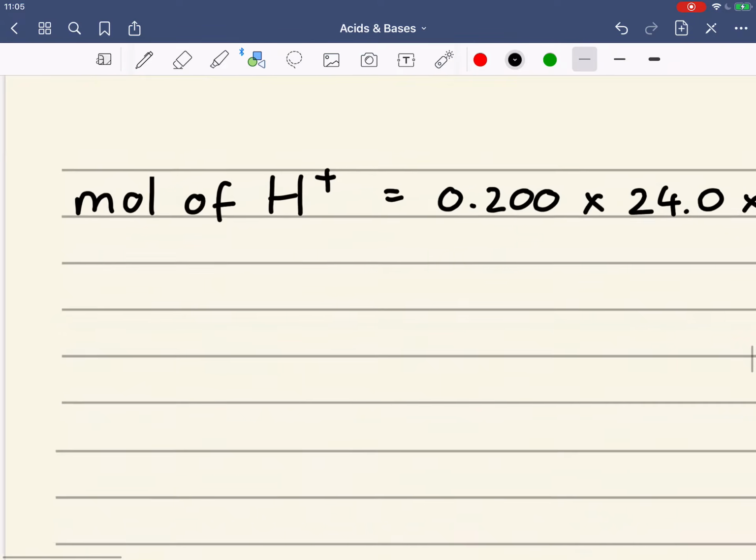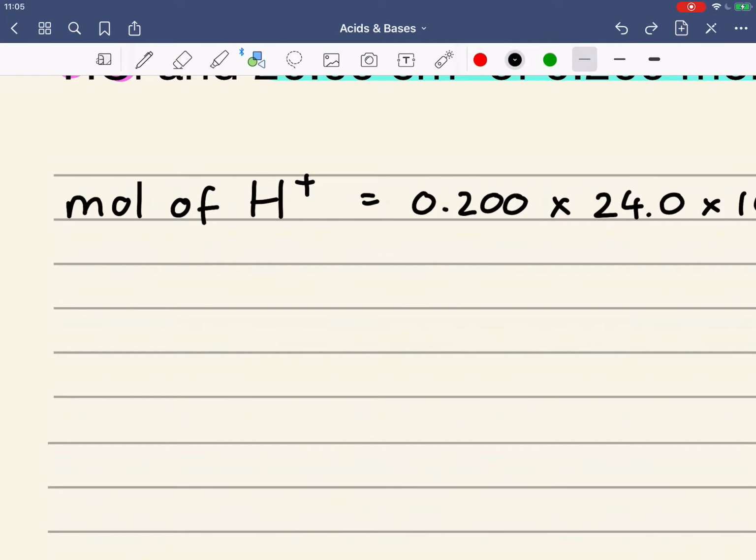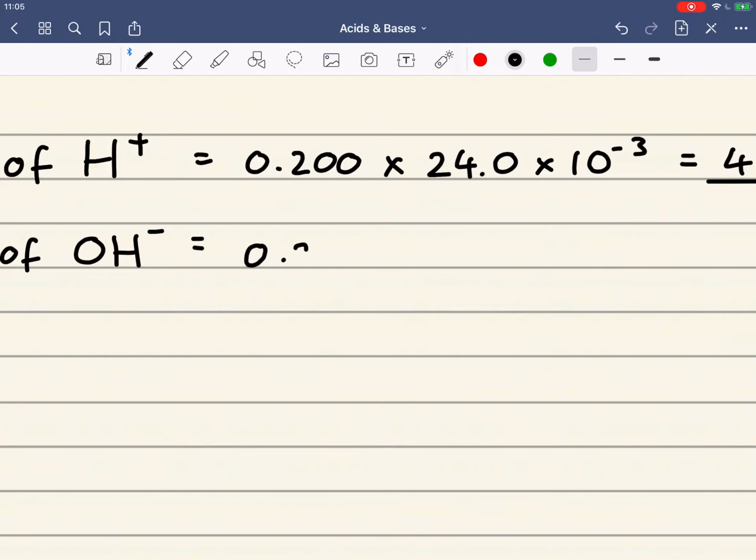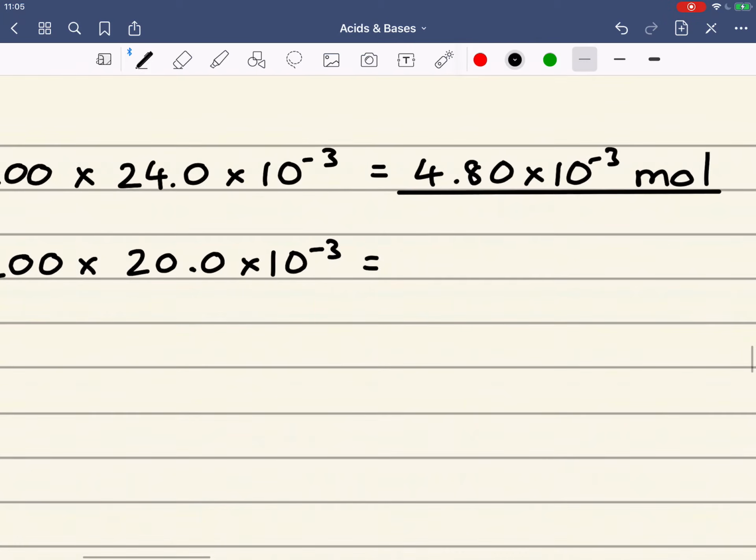The next thing we need to do then is work out the moles of my hydroxide ions, which again we can work out from the concentration and volume of the sodium hydroxide, because it's a strong monoprotic base. The concentration of hydroxide ions will equal the concentration of the sodium hydroxide. So it's 0.200 times 20 times 10 to the minus 3, and that gives me 4 times 10 to the minus 3 moles. That's my second marking point.